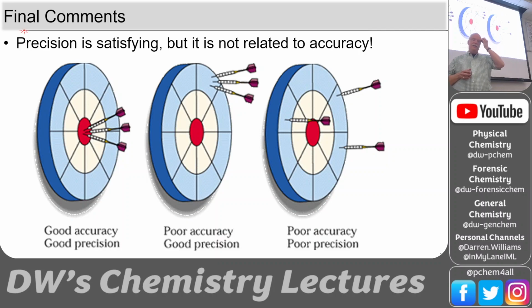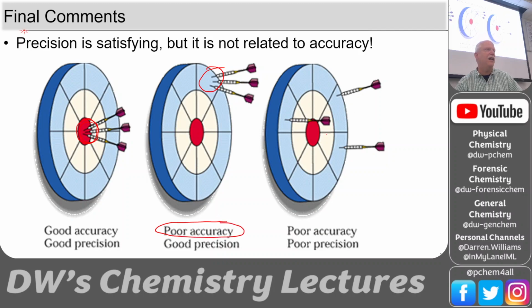And then, so final comments, precision is very satisfying, but we haven't done anything about accuracy. So there's a temptation to just look at the average, right? So, I mean, this is perfect. This is good accuracy and good precision right here. They're both on the bullseye, so that's accuracy. And they're tight grouping, so that's precision. So this one is precise, but not accurate. So poor accuracy.